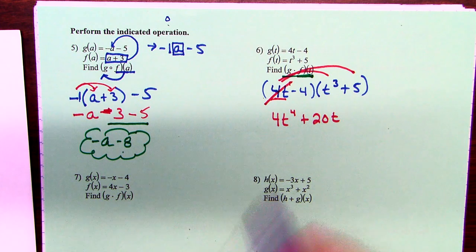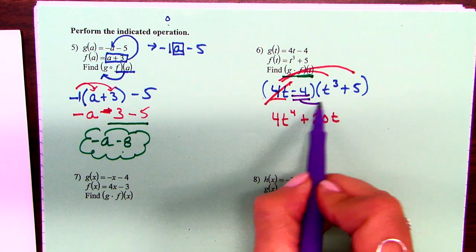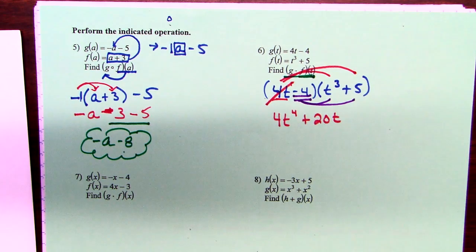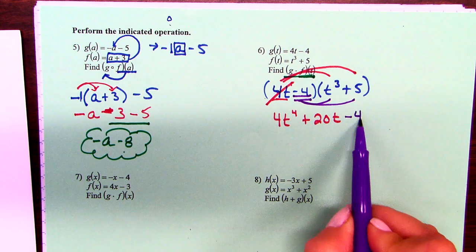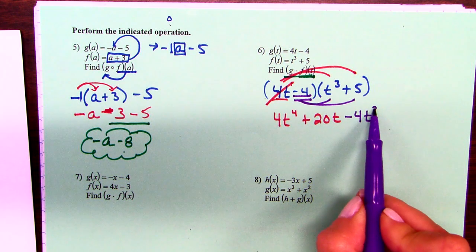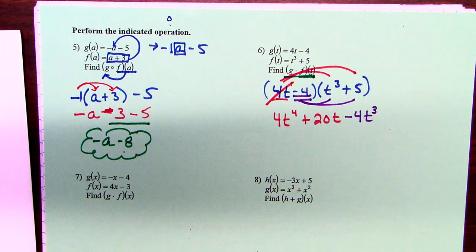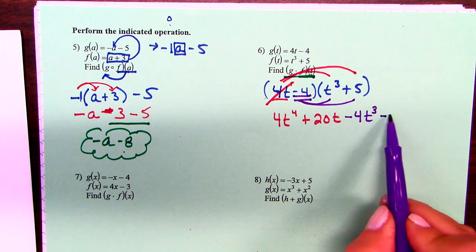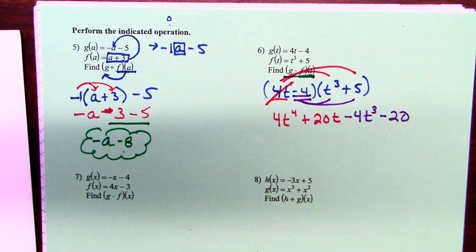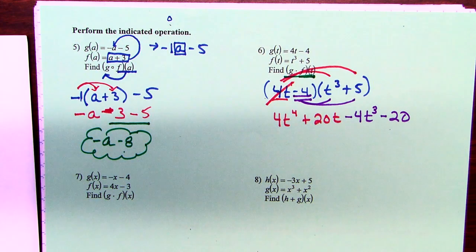Same thing, but with the negative 4. Negative 4 times t to the third is negative 4t to the third. And negative 4 times 5 is negative 20. But what do I want to do? Because you're going to lose 1 point if you leave it like that.